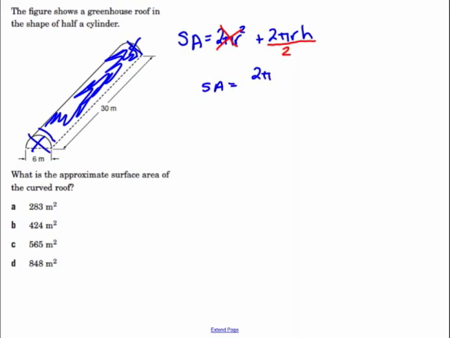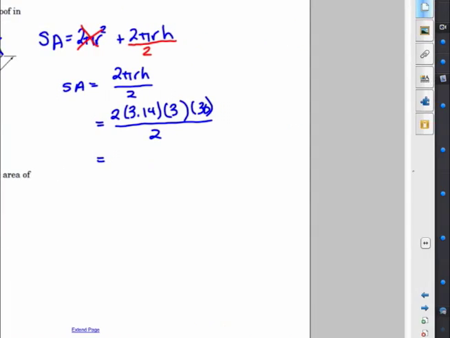We modified the surface area of a cylinder formula. And now we just do our substitutions. So we're going to substitute 2 times 3.14. Radius in this case is not 6. It's actually half of 6, which is 3. And the height of the cylinder is 30. We're going to divide everything by 2. So we can do this all in one shot using our calculator. So I'm going to get out the calculator.